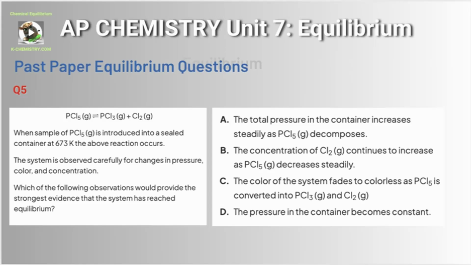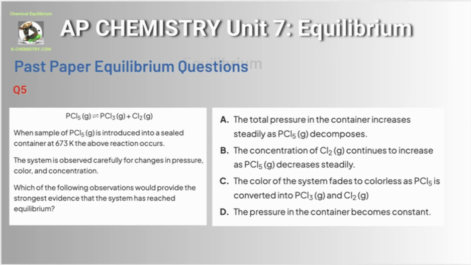The next question, number 5. PCl5 changing into PCl3 and Cl2. One sample of PCl5 is introduced into a sealed container at 673, the above reaction occurs. So the PCl5 starts to break down into PCl3 and Cl2, and then they combine together again to form the PCl5. The system is observed carefully for change in pressure, color and concentration. Which of the following observations would provide the strongest evidence that the system has reached equilibrium? How will we know that the system reached equilibrium?